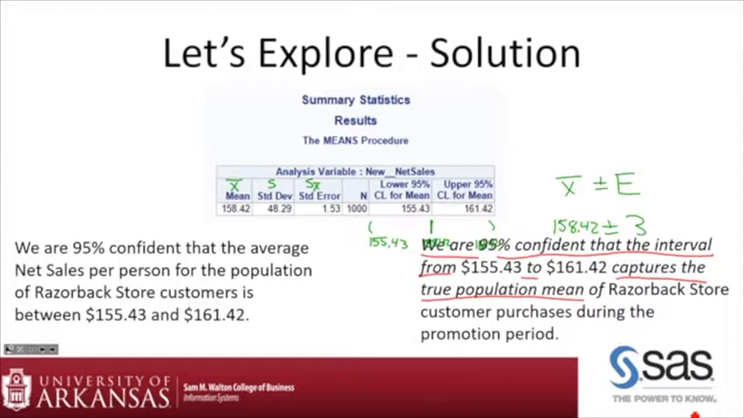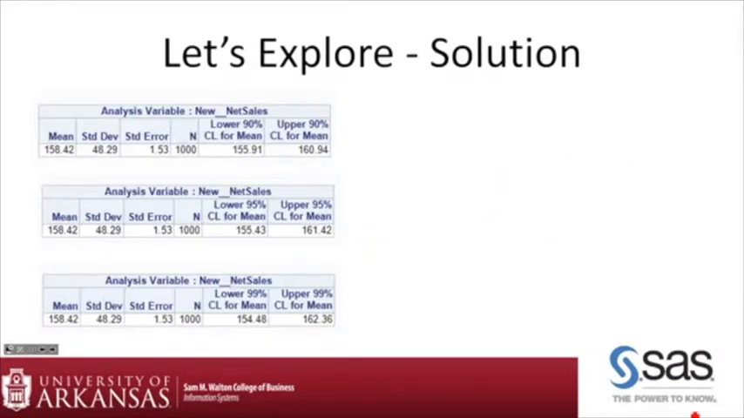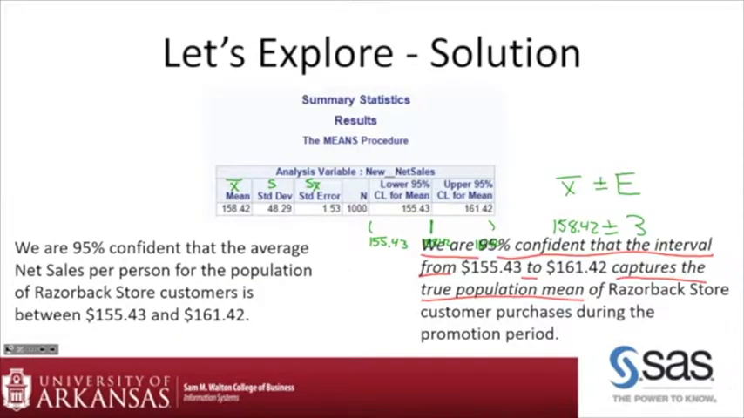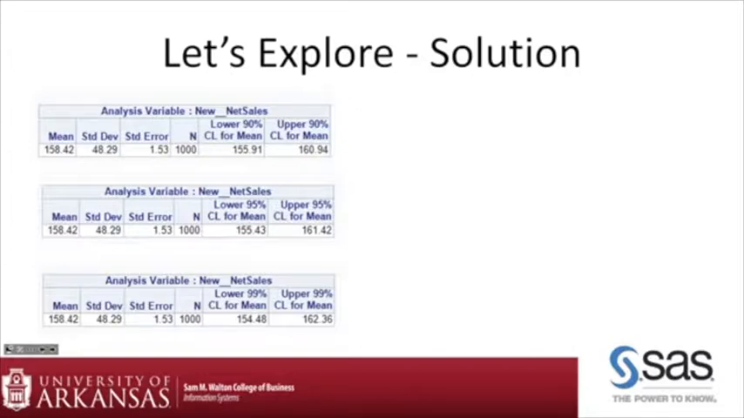So my other question was, depending on how confident I want to be, does that make a difference? Here I have, let's see, what I have here. I like number lines. When I talk about confidence intervals, I like number lines. So you'll notice my mean stays the same. I've got 158.42.